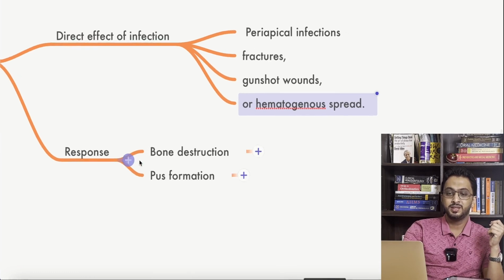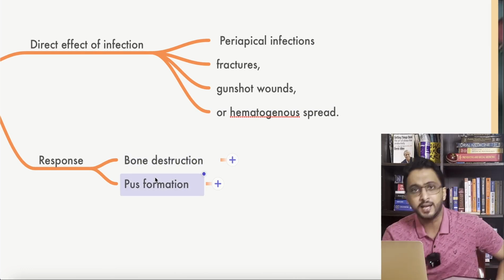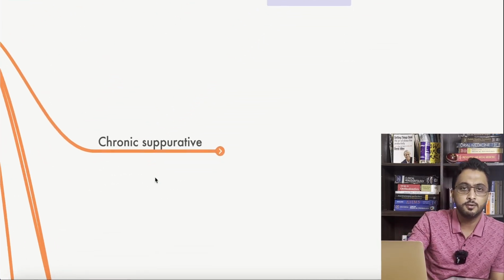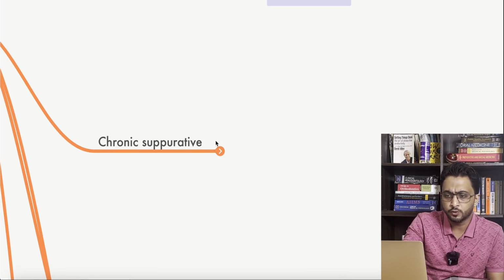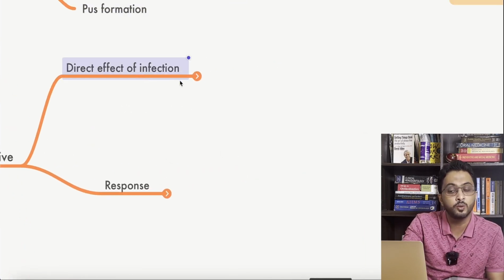Now, what is going to be the response? Definitely, I told you it's bone destruction and pus formation. Okay, understandably, it's a suppurative infection. So now that's the acute suppurative. So what about chronic suppurative? Same thing, direct effect of infection only.